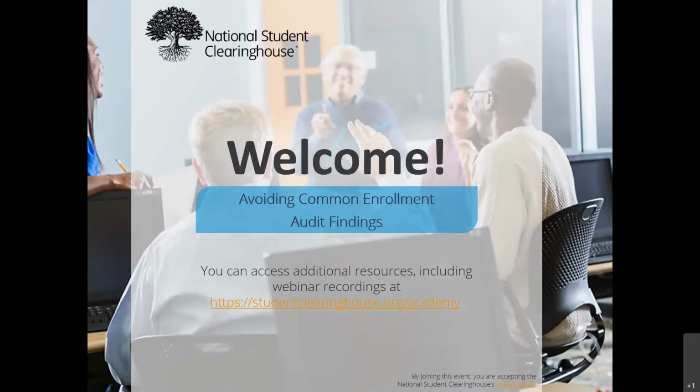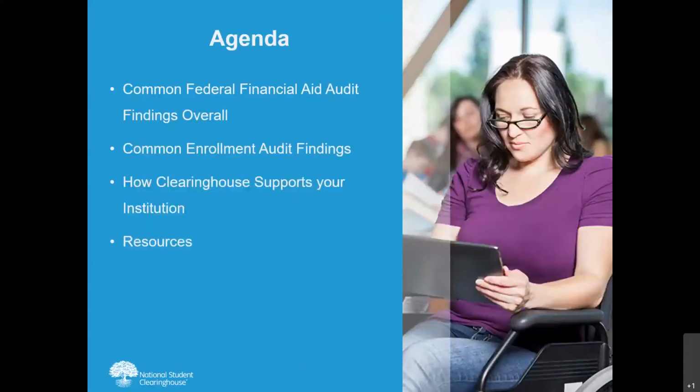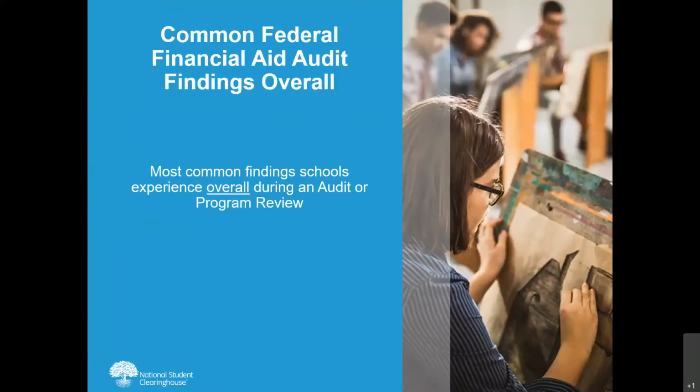So we'll be walking through some of the common enrollment findings that can come up during an annual audit or program review. So, avoiding common enrollment audit findings. Common findings overall, this is going to be findings that come up most often in an audit or a program review, not just specific to enrollment reporting. And those are as follows.